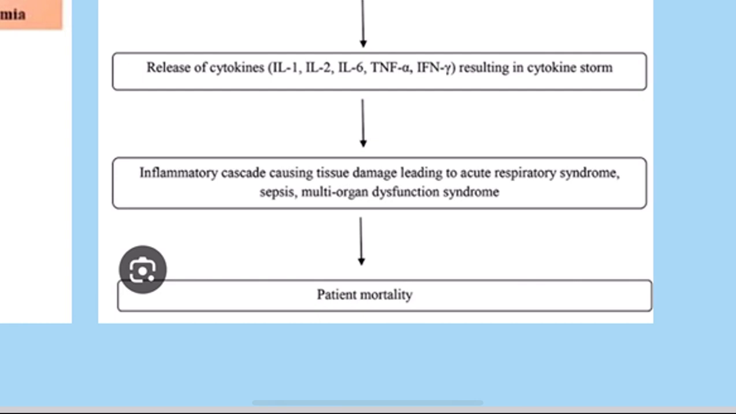The pro-inflammatory cytokines are damaging the cells through necrosis and apoptosis. They will damage the cells and cause tissue damage and acute respiratory syndrome. Further, they will damage many organs, disrupt the homeostasis, and cause multi-organ dysfunction syndrome and sepsis. And lastly, the person ends up in death.